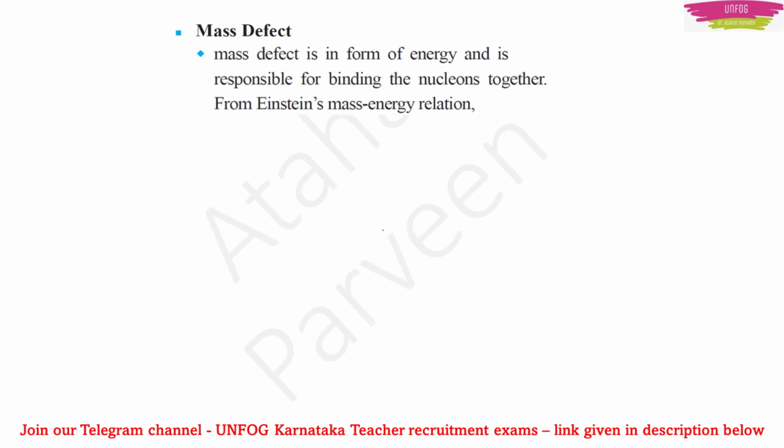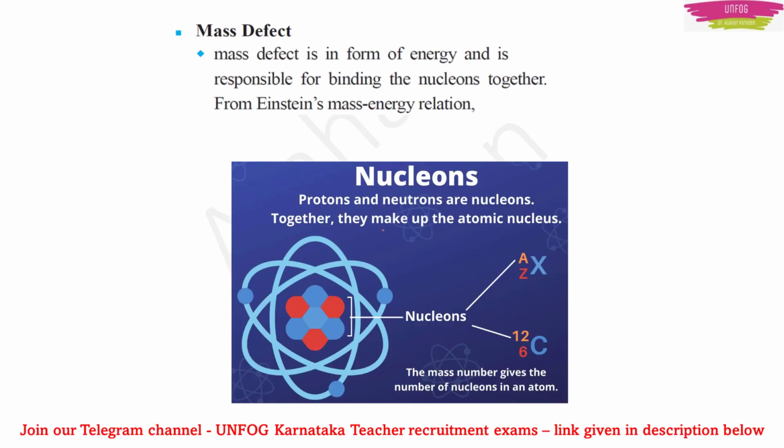But another important point is that this mass defect can be portrayed in the form of energy also, because it is responsible for binding the nucleons together. What are nucleons? Means the constituents of the nucleus. From Einstein's mass-energy relation, you know that E is equal to mc square. So from this concept, this mass defect is nothing but the energy. This energy is the actual binding energy, means the energy between the nucleons, because of which the nucleons are together.